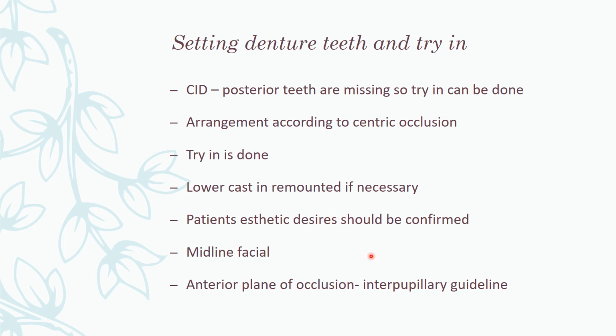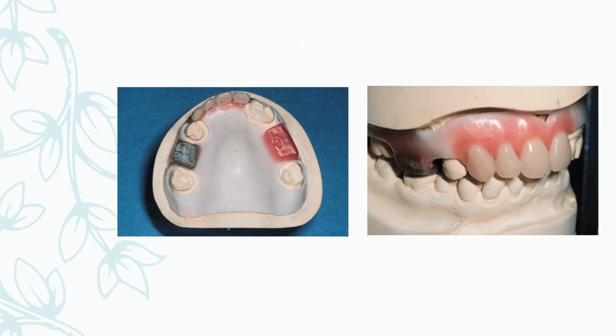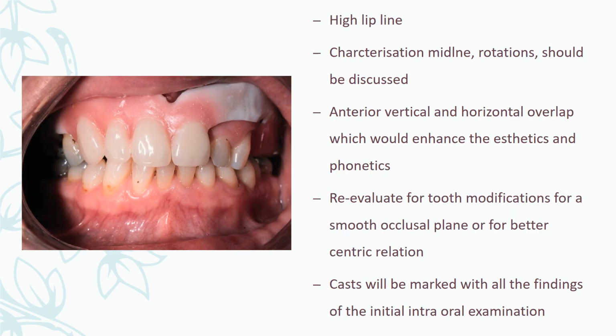The patient's aesthetic desires can be confirmed. Midline has to be checked. Anterior occlusal plane, interpupillary line, everything has to be followed and checked. You can see that a bite is being taken, and the anterior teeth try-in can be done. Otherwise, these are the bite blocks for taking an occlusion.